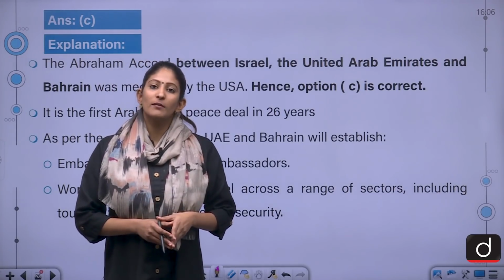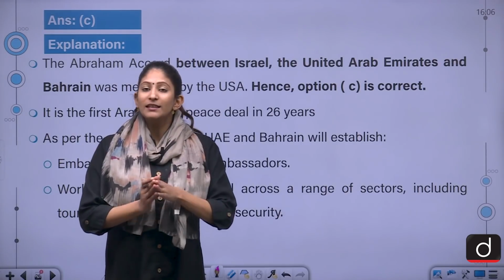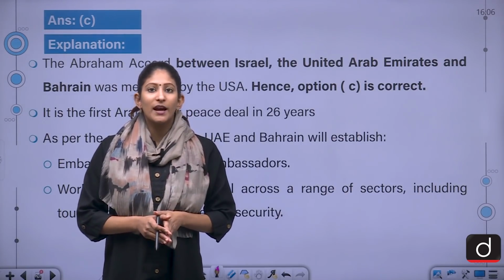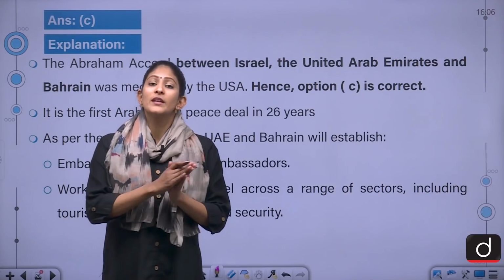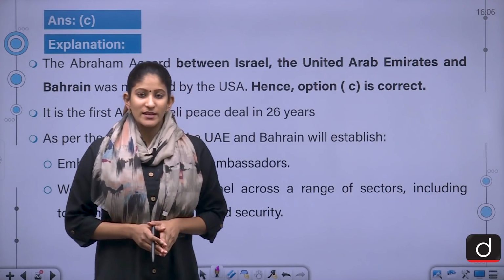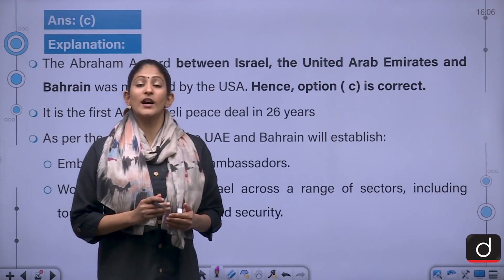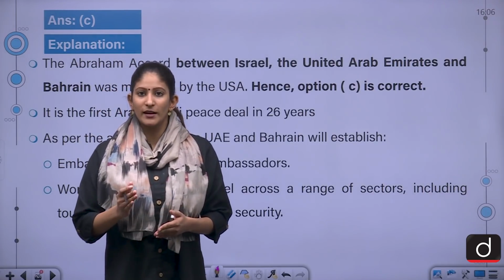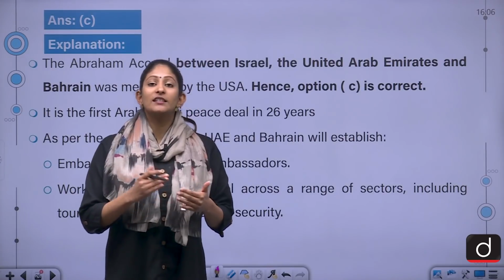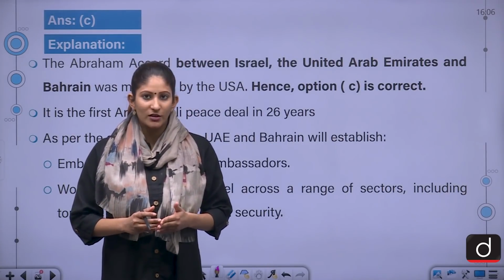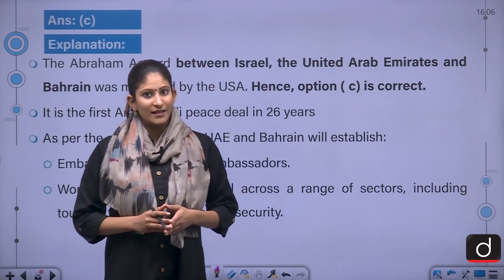And if we talk about the Abraham Accords, this accord has been mediated by the US because of the West Asia policy of the US. Now, under that, the countries of Saudi Arabia and Bahrain are showing that they are dehyphenating their relationship with respect to Palestine.